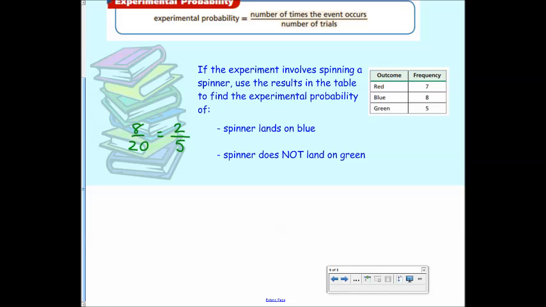Why 15, Ash? You have to add together the not green stuff, right? Which in this case is blue and red, which gives you 15 over 20. What does that reduce to? 3 over 4. Good. So the probability of getting not green is 3 over 4 because not green would be red and blue, which is 7 plus 8, which gives you 15. 15 over 20. And it's always out of 20 because that's how many times they did the experiment.